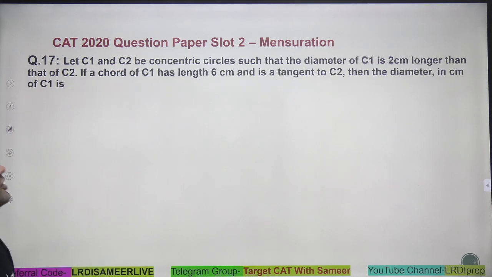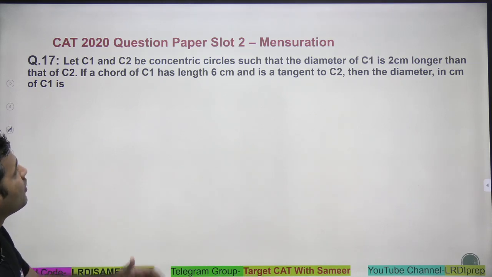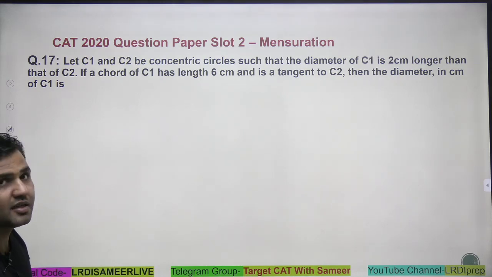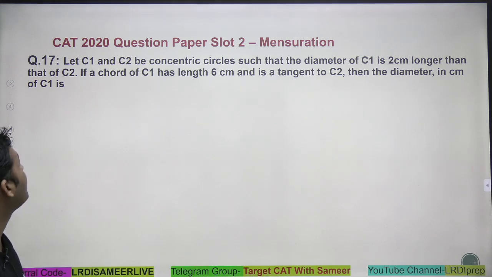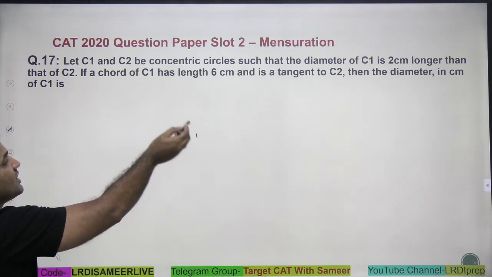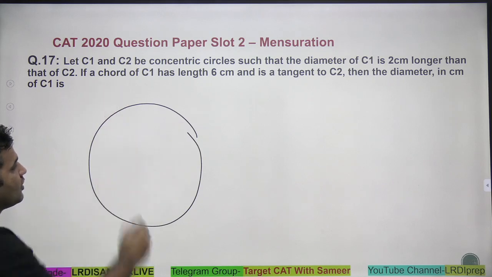Let's have a look at the next question, question number 17 here. C1 and C2 are two concentric circles such that the diameter of C1 is 2 cm longer than that of C2. If a chord of C1 has a length of 6 cm and is tangent to C2, then the diameter of C1 is. This was a theta question of CAT 2020 slot 2, guys.